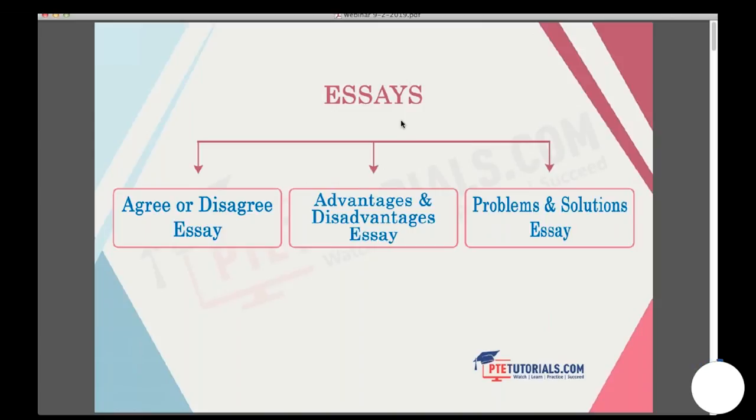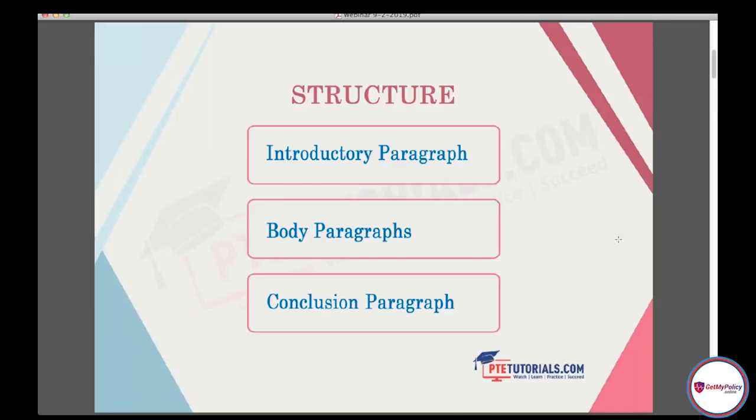Yes. Coming to the types of essays, there are three types of essays in PTE. They are agree or disagree essay, advantages and disadvantages essay, and problems and solutions essay. Before going into detail about these essays, let me tell you what the structure of an essay is.